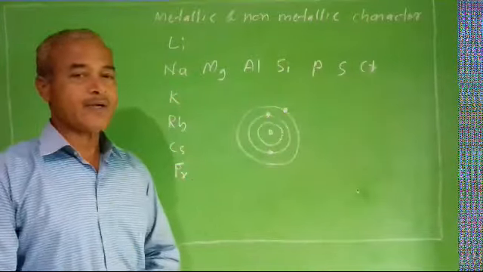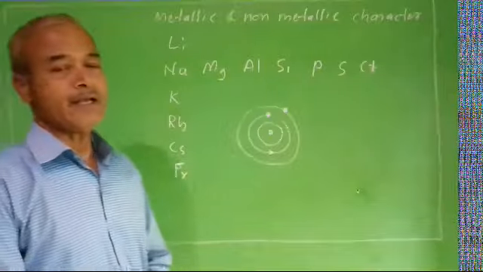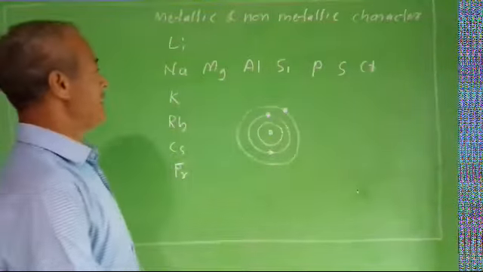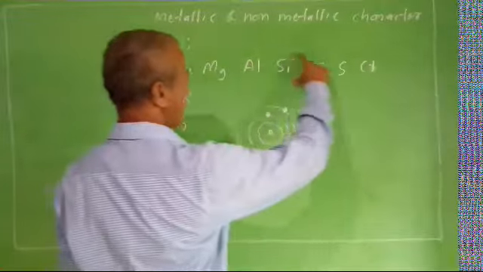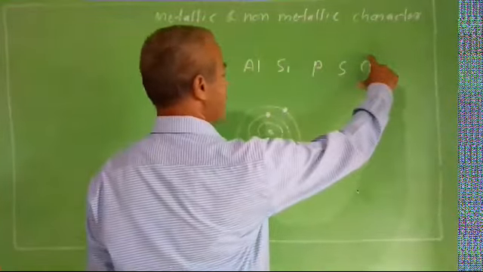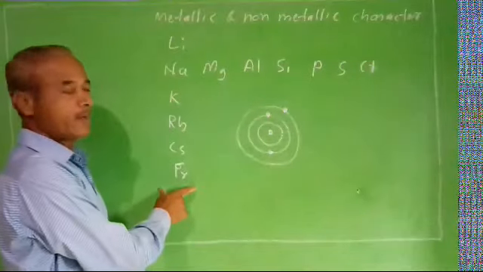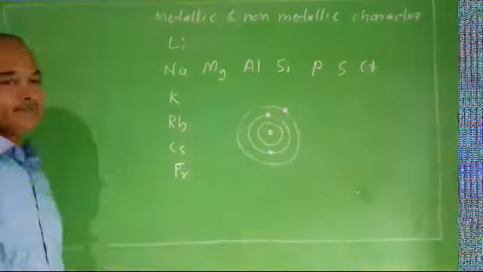So in short, how does the metallic character change in the periodic table? It decreases from left to right in the period, and it increases in the group from top to bottom.